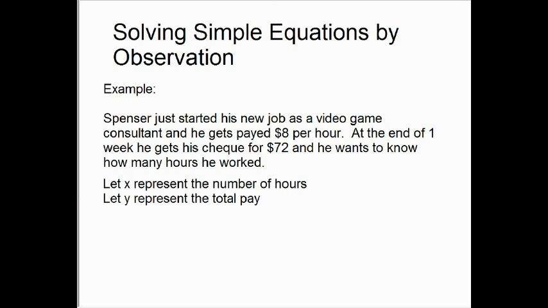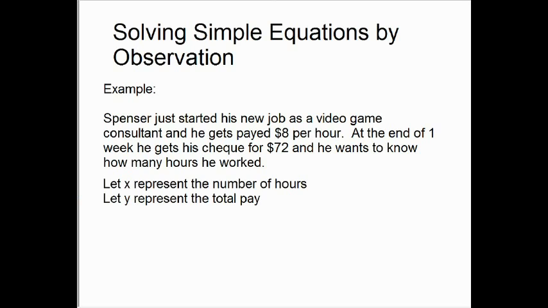Now, we can choose any letters to represent those two pieces of information. I purposely chose x and y, and if you watched the video on ordered pairs and graphing, you would have some idea as to why I chose those two variables in particular. But again, you could call the number of hours h and the total pay t if you wanted to. Here I'm choosing x to represent the number of hours and y to represent the total pay for those two pieces of information that change here. So the next thing we're going to do is write our equation.